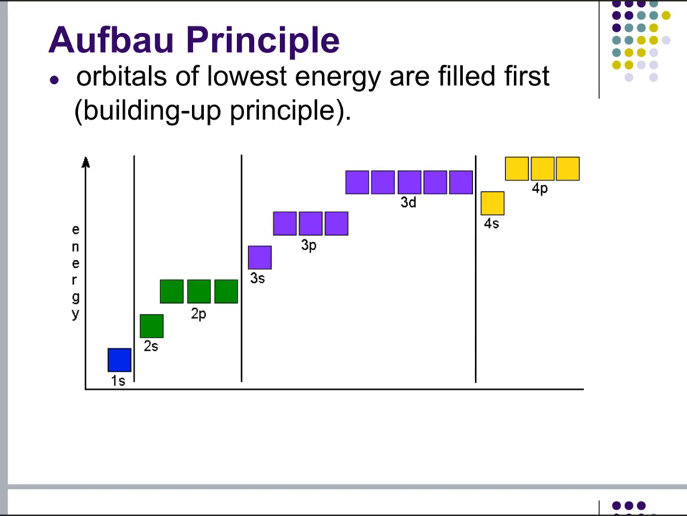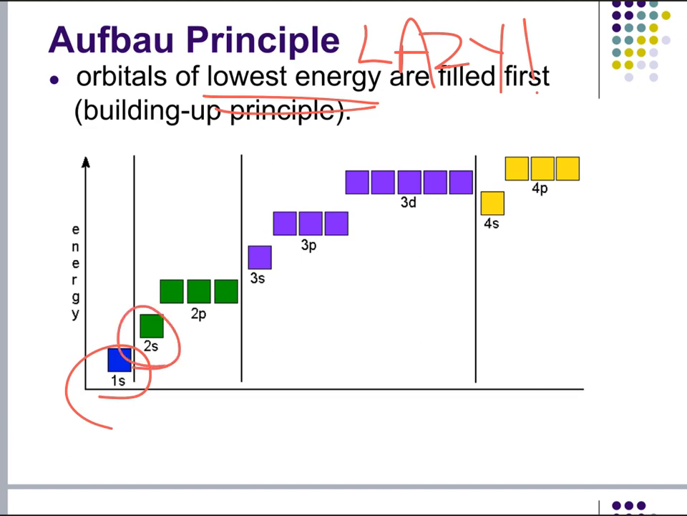And we saved the best for last. The most important principle is actually Aufbau's principle. To summarize Aufbau's principle, I always say electrons are lazy. They always want to go the path of least resistance. They want to go to the lowest energy level first. Until the 1s orbital is full, you will not get electrons in the 2s orbital. 2s will fill before 2p.